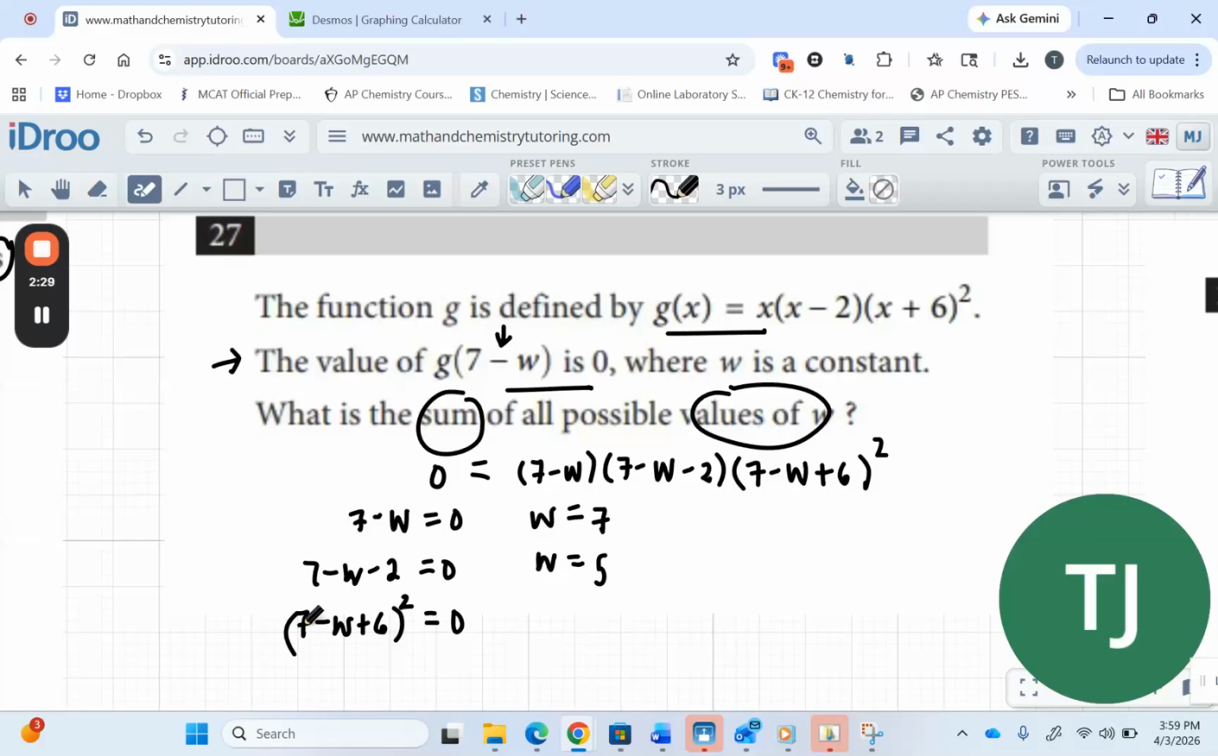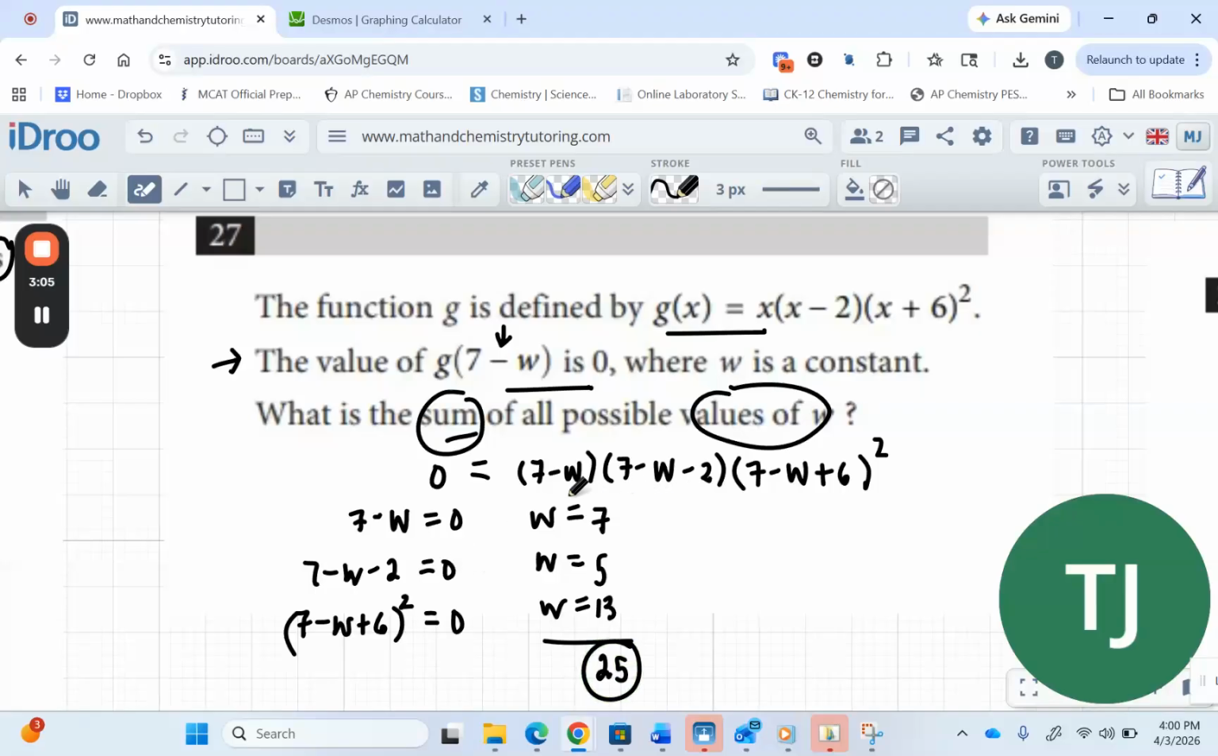And in this case, before you simplify this, you take the square root of both sides. That will take away the squared. So then we do 7 plus 6, that will give you 13 minus w. And so again, add w to both sides. So w is equal to 13. So we got all those values for w. And so what we do is we're going to add them up. That is equal to 7 plus 5 is 12, plus 13 is 25. And that should be the correct answer.